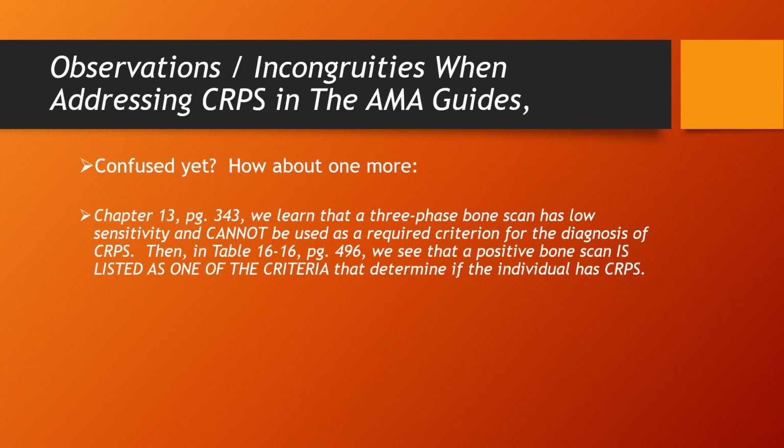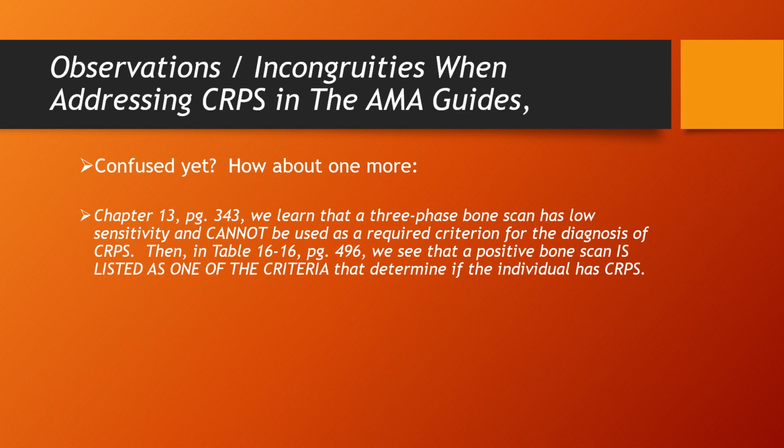Chapter 13. They tell us on page 343 that three-phase bone scan has low sensitivity and cannot be used as a required criterion for the diagnosis of CRPS. That's chapter 13. And I just showed you in the previous slide the criteria for determining a diagnosis in chapter 16. Positive bone scan is listed as one of the criteria that determine the individual has CRPS. So as you see, another discrepancy, confusion.